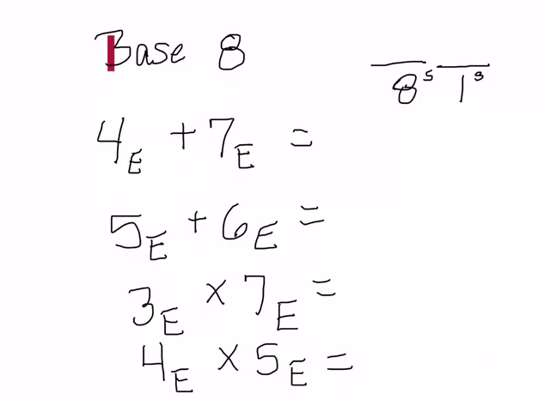Okay, so I'm going to go through the answers here. I'm doing addition first. So 7 plus 4 is 11. Again, this is my thought bubbles right over here. If I'm in base 8, the way I'm going to write 11 is 1 8 and 3 1s. So it's 13 in base 8.